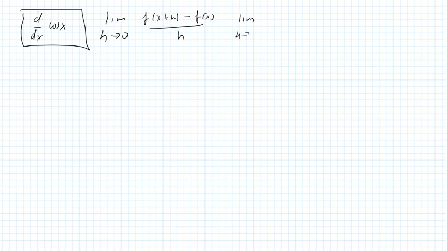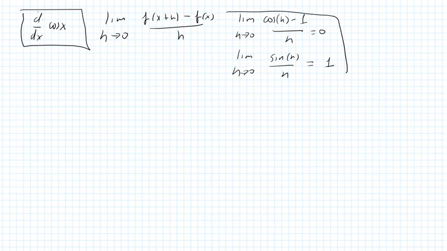The limit as h approaches 0 of cos h minus 1 over h is equal to 0. And we're also going to use the limit as h approaches 0 of sine h over h, and that should be equal to 1. So these are two known limits. Make sure you memorize them.